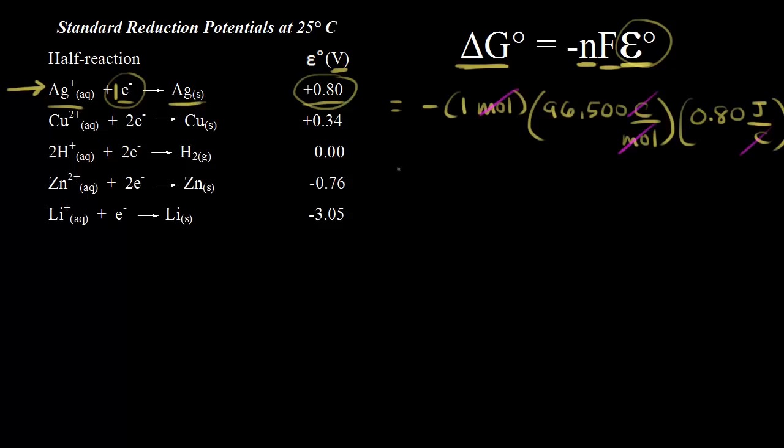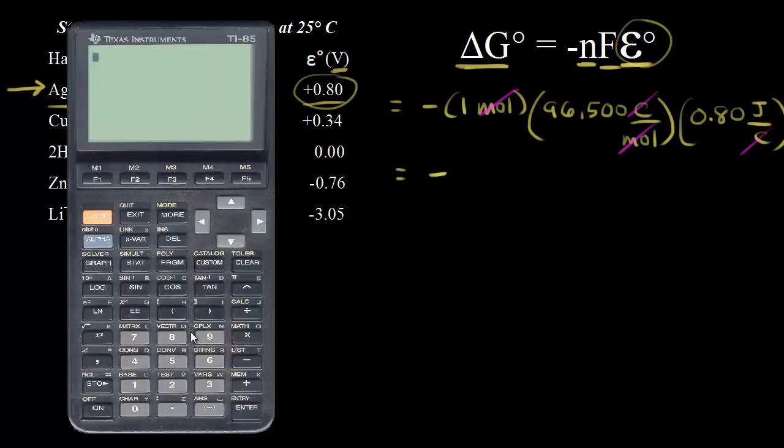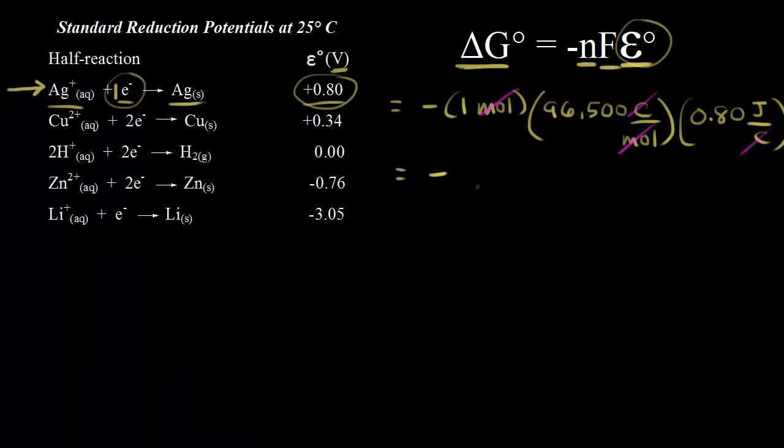So this is equal to negative, and let's figure out what it is. So this would be 1 times 96,500 times 0.80, and it should be the negative of that. So negative 77,200 joules, which I'll just say is negative 77 kilojoules. So we get negative 77 kilojoules is the change in free energy that accompanies the formation of 1 mole of silver. All right, what about if we wanted to form 2 moles of silver?